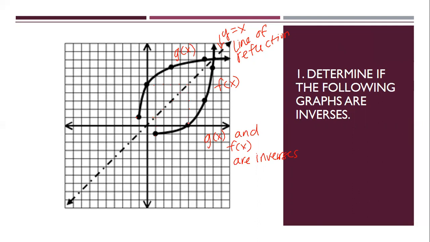And you're just like, I don't know really. They may not be that symmetrical. 1, 2, 3, 4. 1, 2, 3, 4. Okay, maybe they are. That's it for graphically. If they are evenly reflected over the y equals x, then they are inverses. Book, how do you feel?